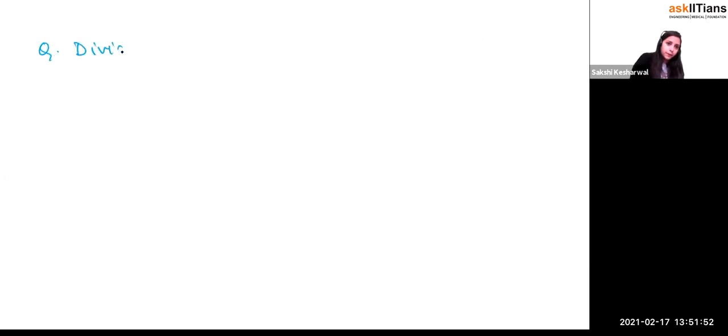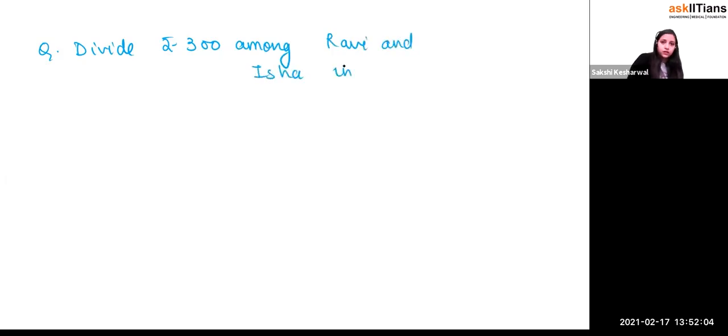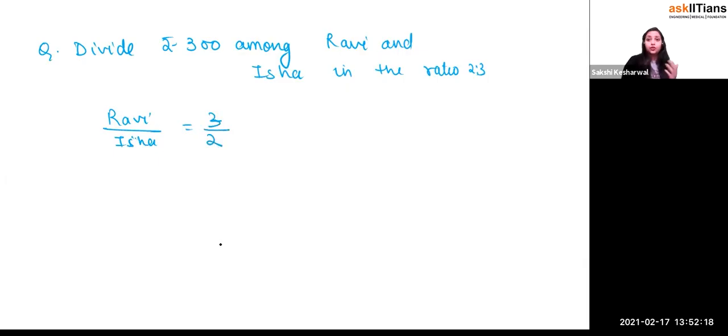Divide rupees 300 among Ravi and Isha in the ratio 2:3. So it means what? Ravi and Isha are going to get how much part?